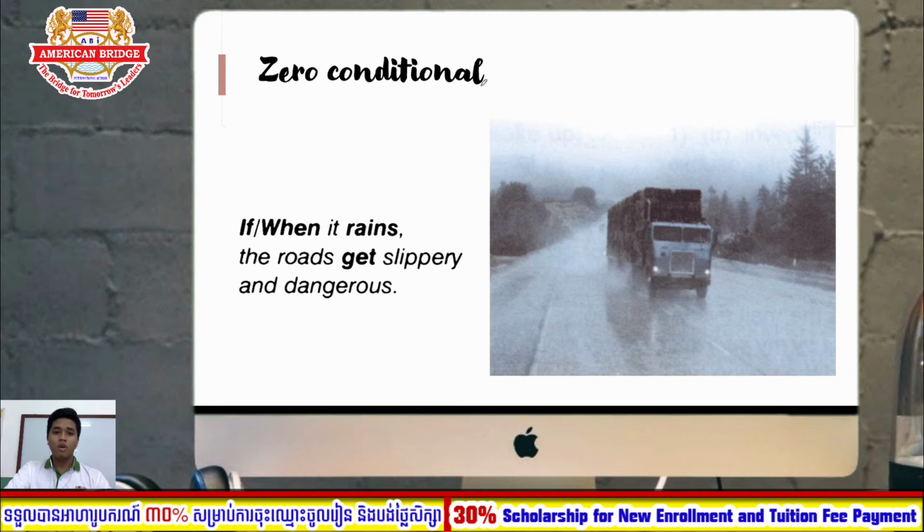So moving on to the main focus of the lesson today, which is zero conditionals. As I mentioned at the beginning of the lesson, there are four types of conditional sentences: first conditional, second conditional, third conditional, and this one, the zero conditional. The zero conditional is the easiest one, because if you look at the example or the structure here, we can use if or when. When it rains, the road gets slippery and dangerous. If you look at the structure of these, we use only the present tense, which is the present simple tense, in the zero conditional clause.